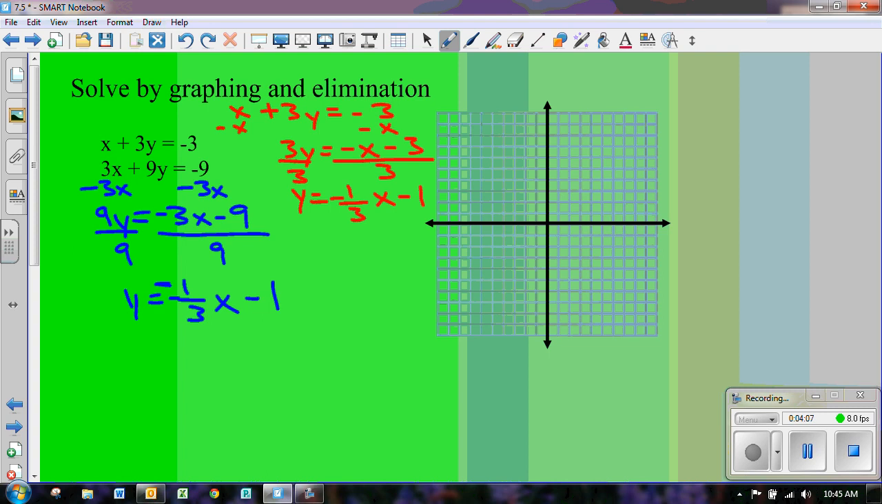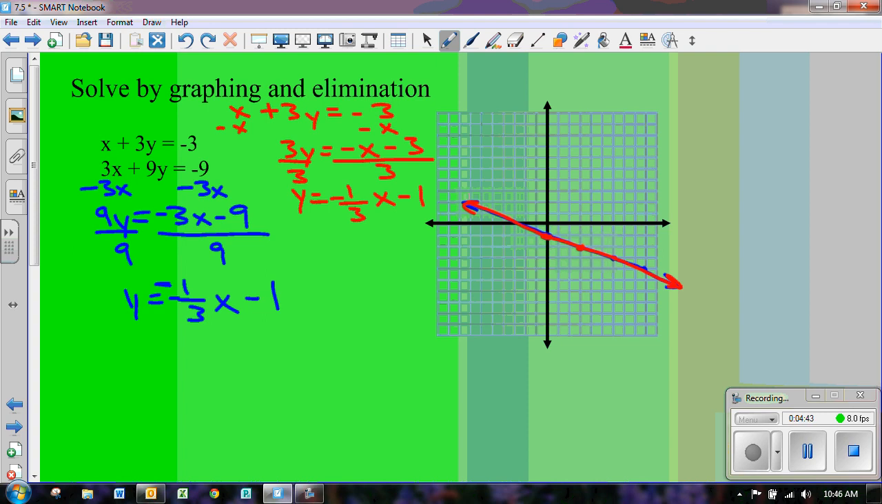So for my graphing, we'll start at negative 1. So there's my minus 1. And negative 1/3 means I'm going down 1, right 3. Down 1, right 3, down 1, right 3. And that's my graph right there for my blue line. Now my red line, negative 1. So here's my negative 1, and I have a negative 1/3 slope, so I'm down 1, right 3. And what you notice about these two is they have the same equation, and they're exactly the same line.